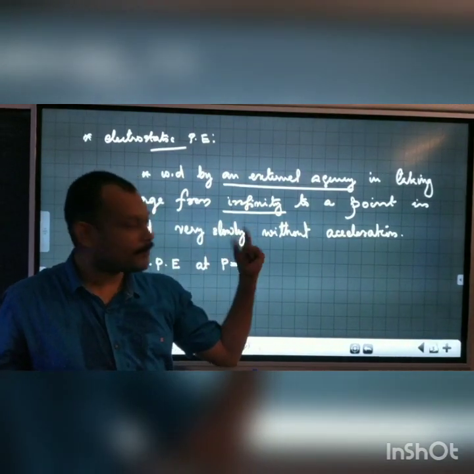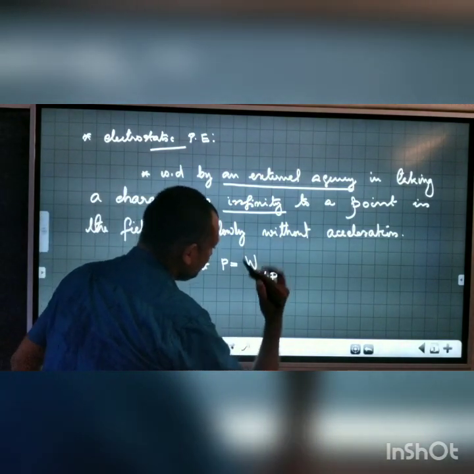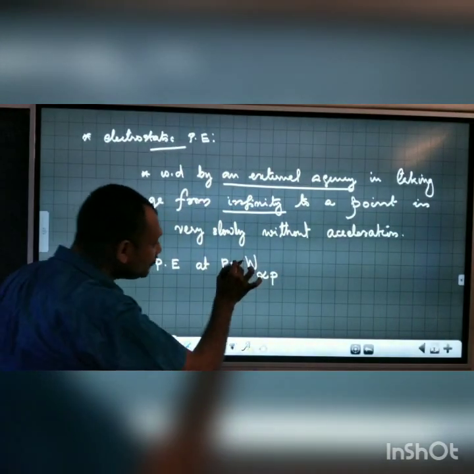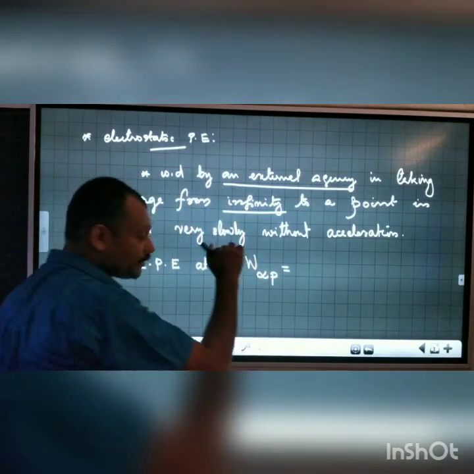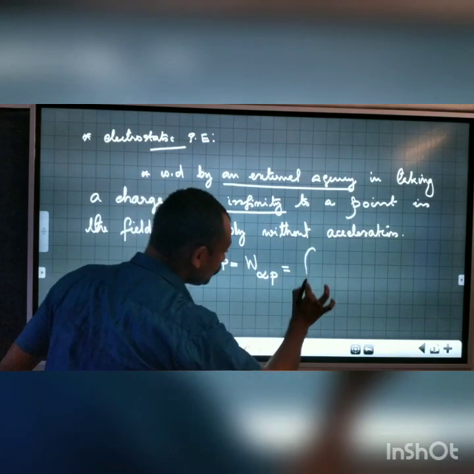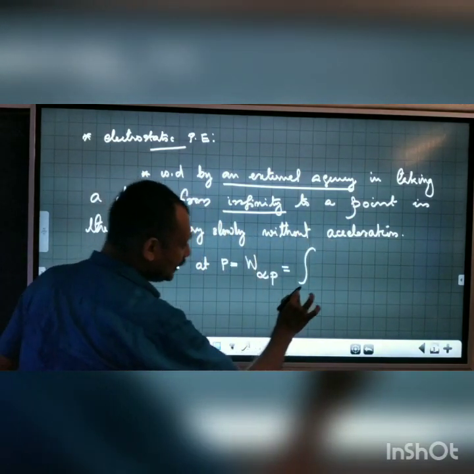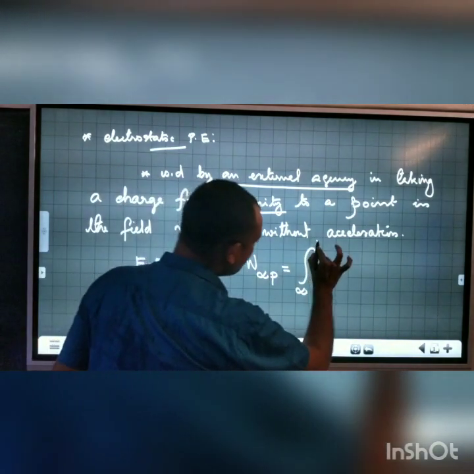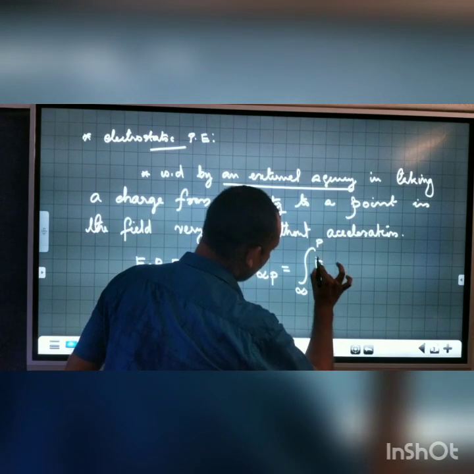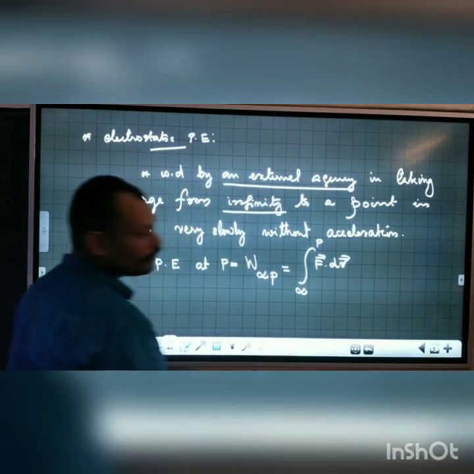The charge is taken from infinity to a point in the field. So W infinity P. The charge is taken from infinity to a particular point. Now recollect the expression for work done from R to P. So we got the expression as integral R to P F dot dr. In this case, R should be replaced with infinity. Infinity to the point P F dot dr.